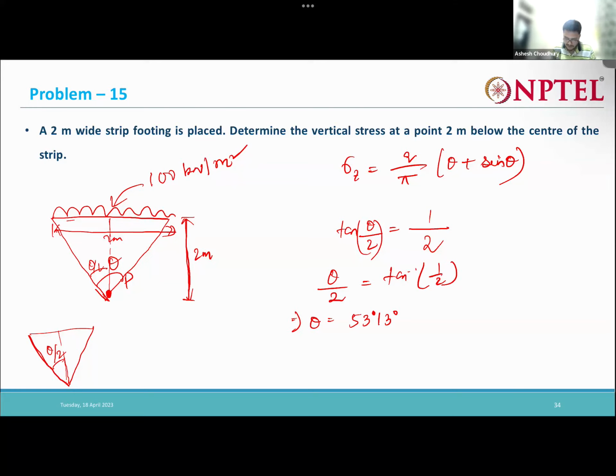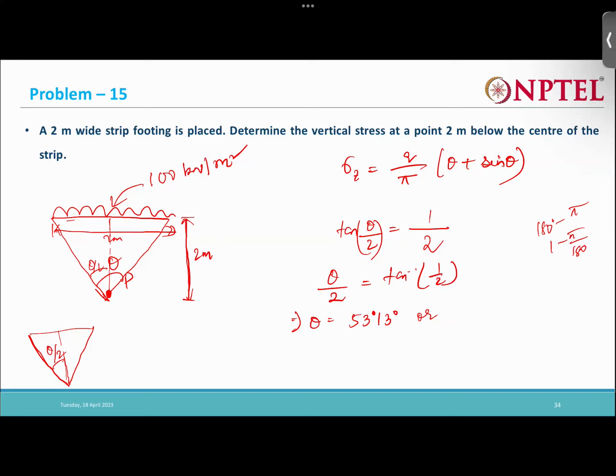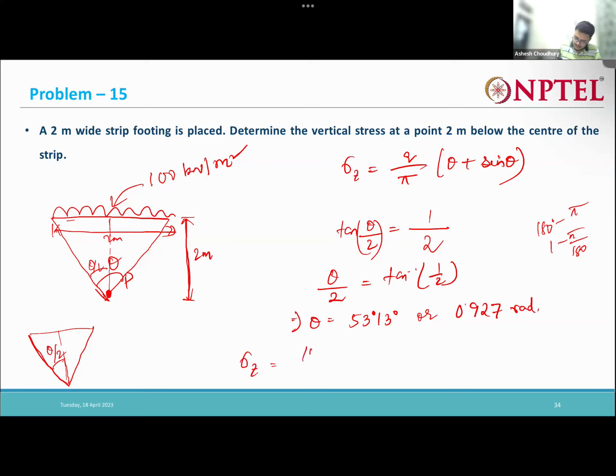The value is 53.13 degrees. Or how many radians? So 180 degrees is pi radian, so 1 degree is pi by 180. So pi by 180 into 53.13 gives 0.927 radian. So my sigma z will be q by pi, where q is 100 by pi into 0.927 plus sine 53.